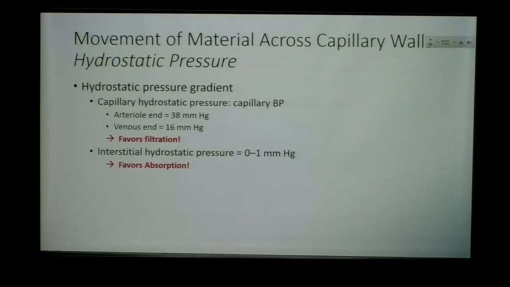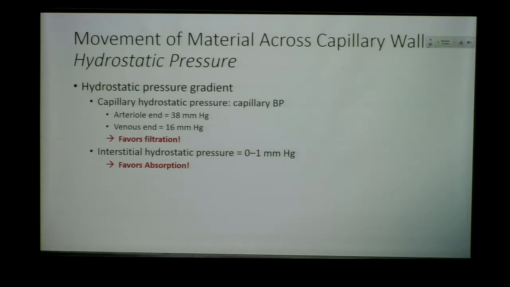Let's start putting some values to these forces. So we start with the hydrostatic pressure. And to keep things simple, I'm going to keep referring to this as the push force. Now, the hydrostatic pressure in the capillary is the unique variable here because it's going to decrease as we go from the arterial end to the venule end of the capillary.